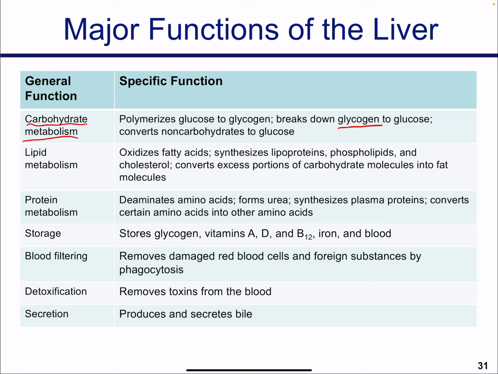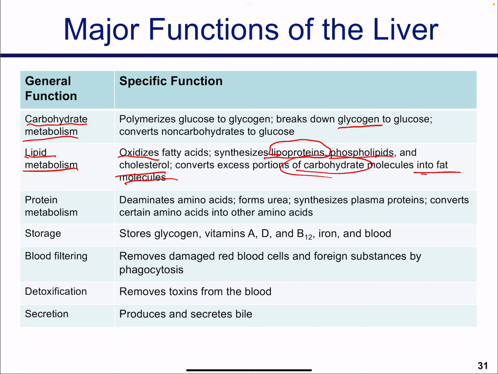Then we have lipid metabolism. So in the liver, the fatty acids are oxidized, meaning that they are broken down, right? We have the synthesis still in the liver of lipoproteins. These are the proteins that are combined with lipids, okay? We have the phospholipids that are produced here. We have cholesterol, okay? And the carbohydrate here, when you have too much of it, it's going to be converted into fat, okay?